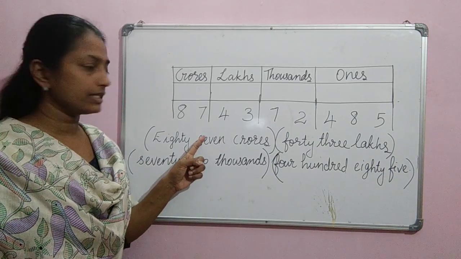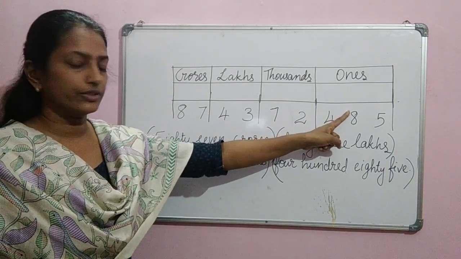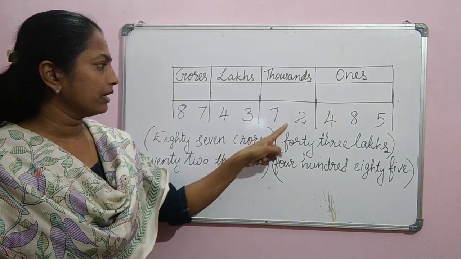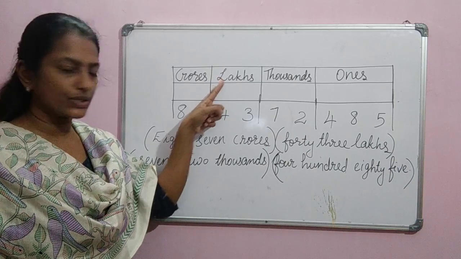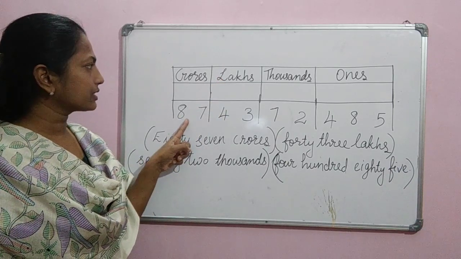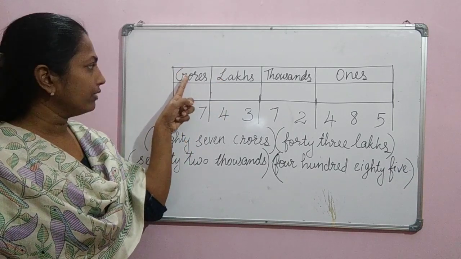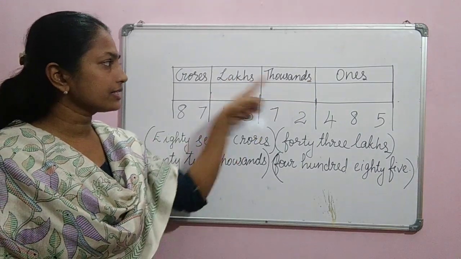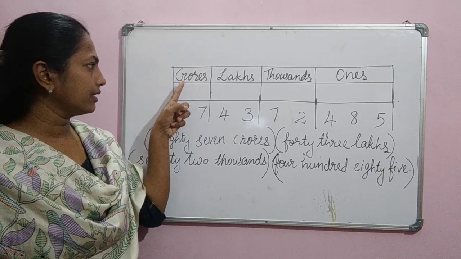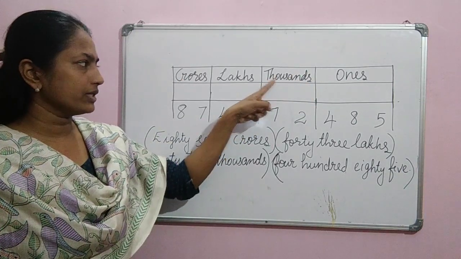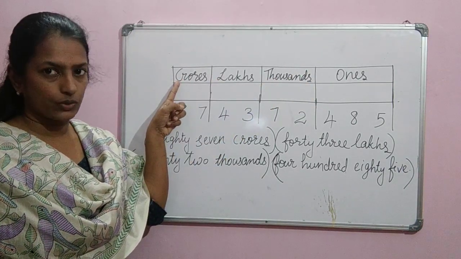And we name these groups: the first group as ones group, the second group as thousands group, the third group as lakhs group, and the last group is crores group. We can say these as groups or periods. We can use the word periods: ones period, thousands period, lakhs period, and crores period.